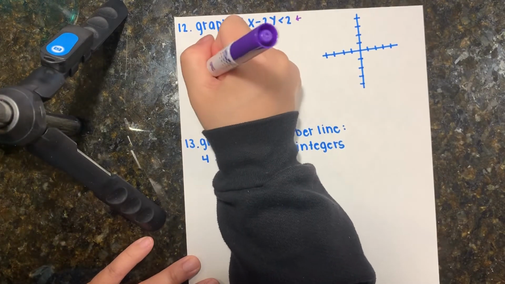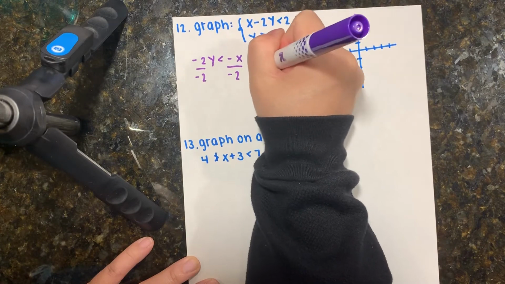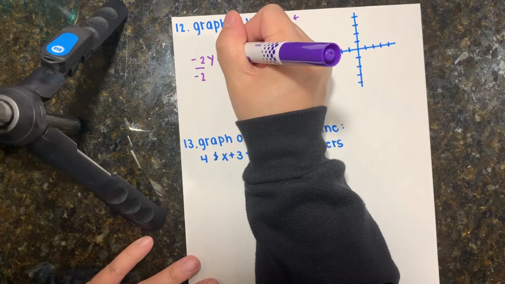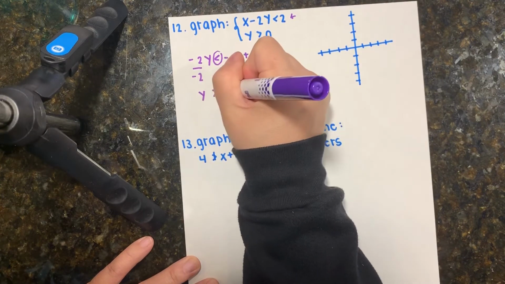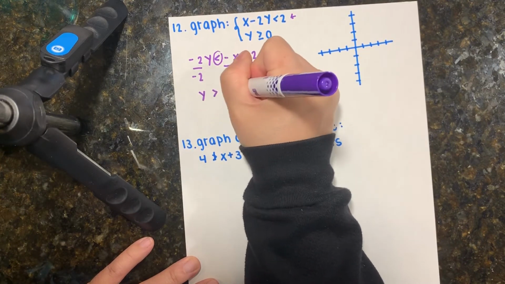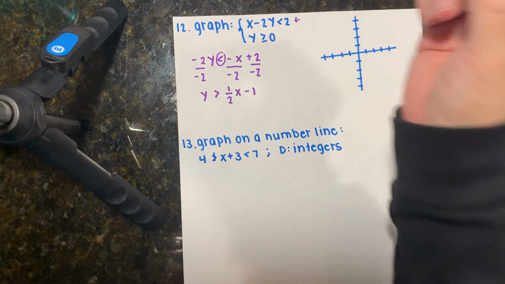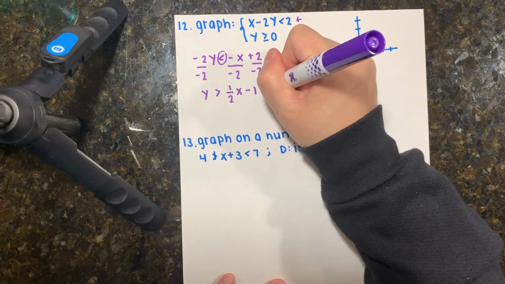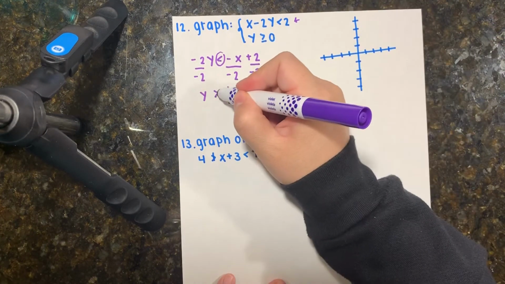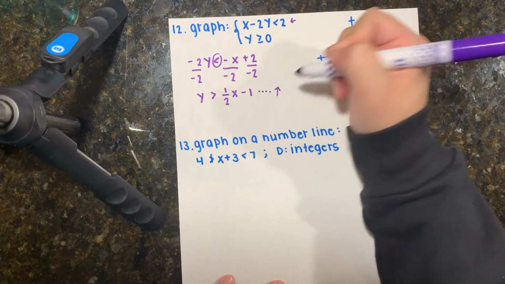Now I'm going to divide the whole thing by negative 2, but remember, when you divide by a negative, you have to flip the inequality. So that means this would become y is greater than 1/2 x minus 1. Now, there's no equal sign under it, so I know that it's going to be a dotted line. And when y is greater than, that's going to be everything above the line.